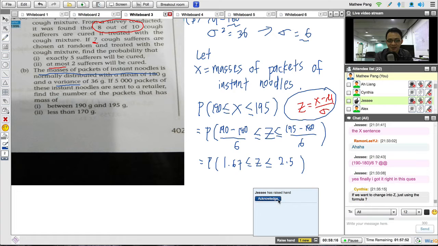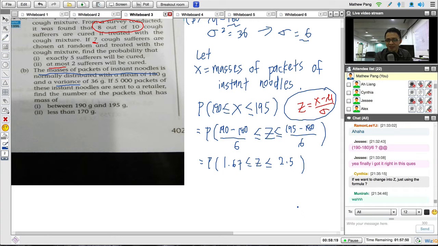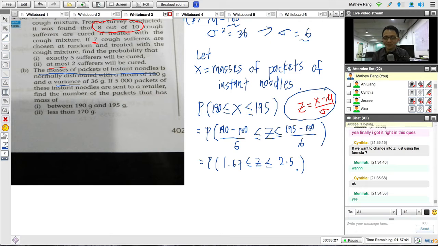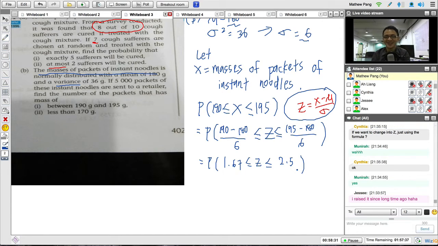Oops, I see a raised hand for Jesse. Any problem, Jesse? So far you okay? Before we go to the bell-shaped diagram thing. It seems like you all seem okay. I raised it a long time ago. Alright. Okay. So now I got this one.